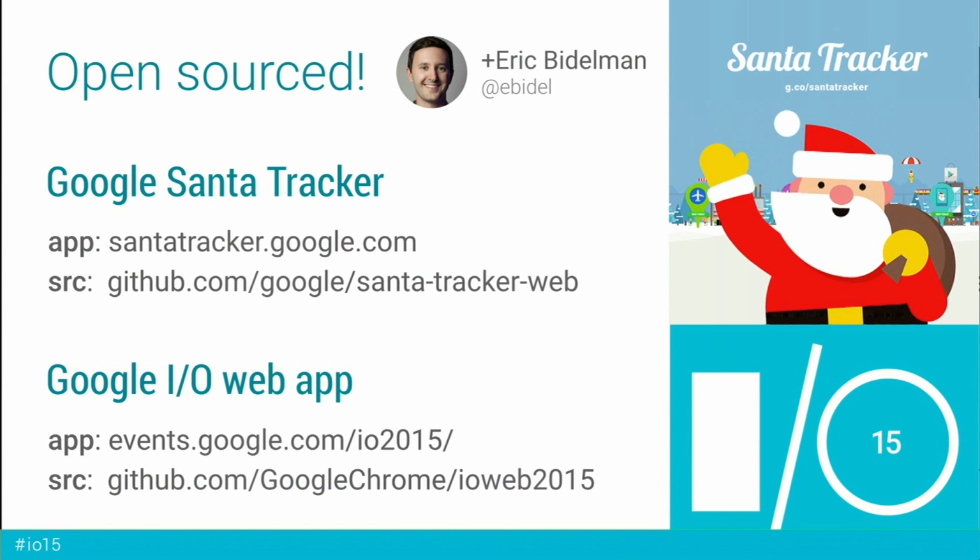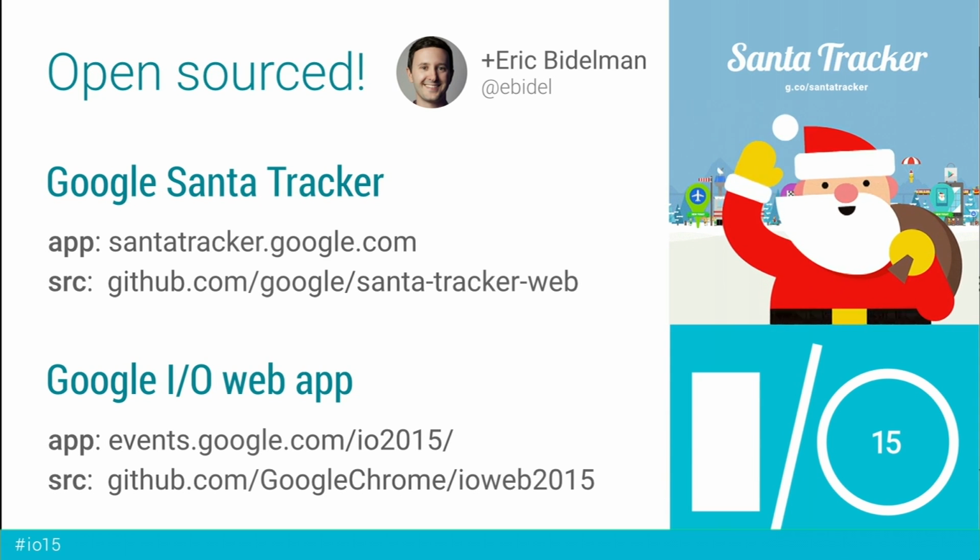So I know that was really fast. That's 6 months worth of work. Both of these apps are still up on their google.com URLs. They're built using Polymer. They're open source today, so you can check them out on GitHub.